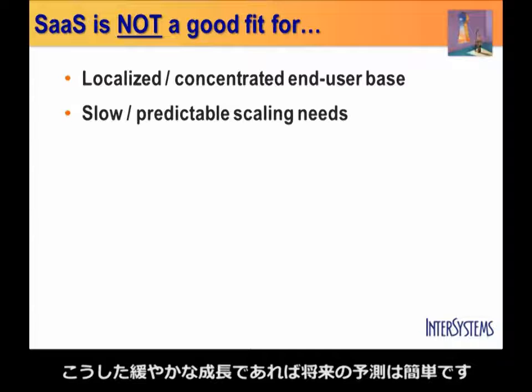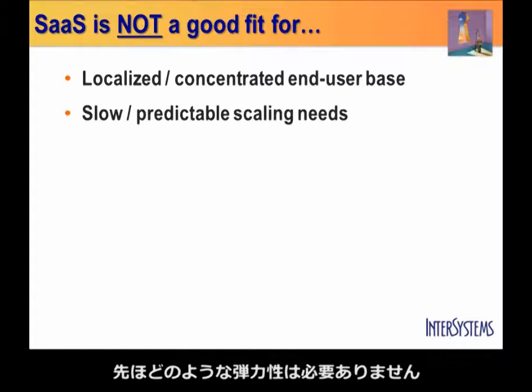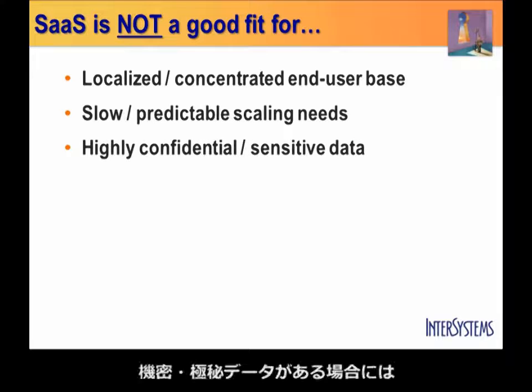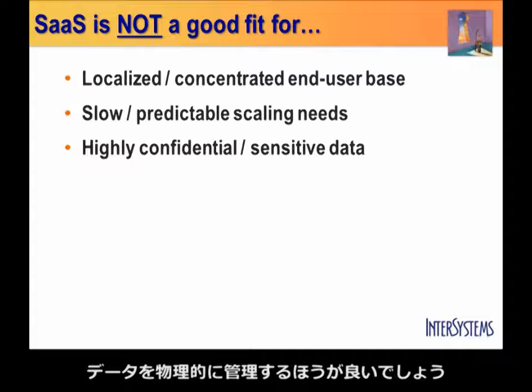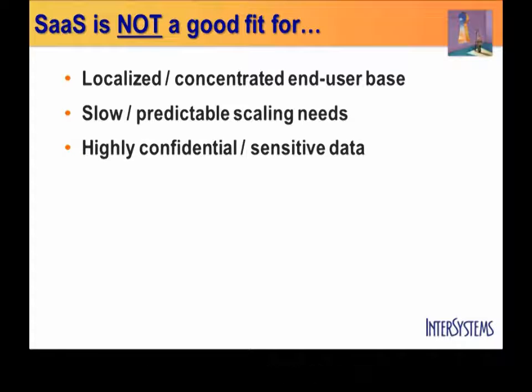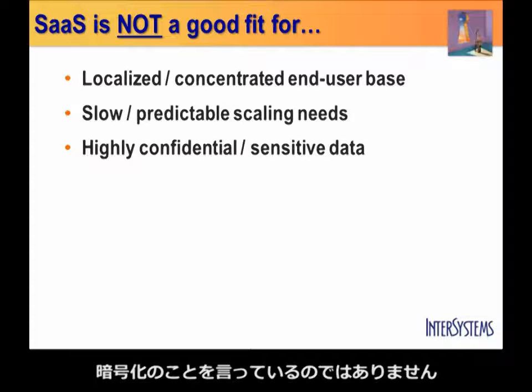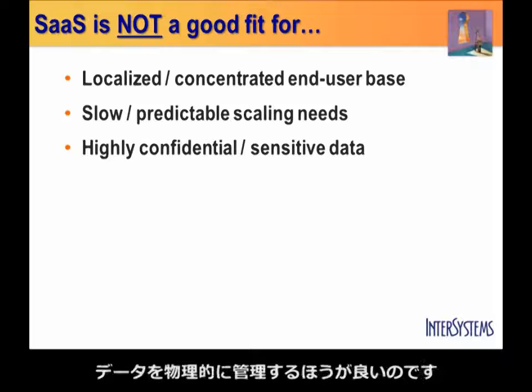That's slow growth, and it's predictable. You know what's going to happen, so you don't need the elasticity aspect that we talked about on the previous slide. If you have very confidential and sensitive data, you might decide that you want to have physical control over your data. Okay? This is not about the encryption piece. Everybody can do the encryption piece. This is about actually having physical control of your data.